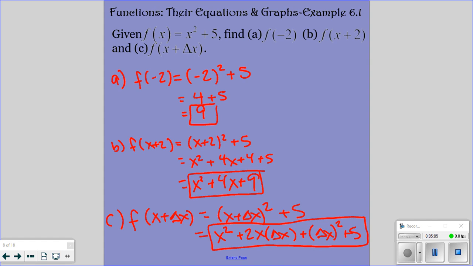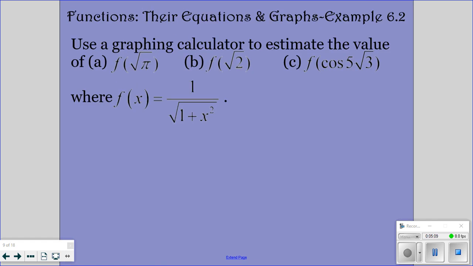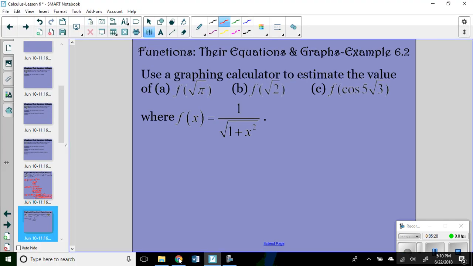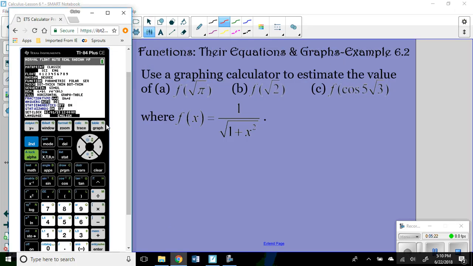So that's just using your notation for functions. For this one, it says to use a graphing calculator to estimate the value of these three, where f of x is 1 over the square root of 1 plus x squared. So go to your graphing calculator.